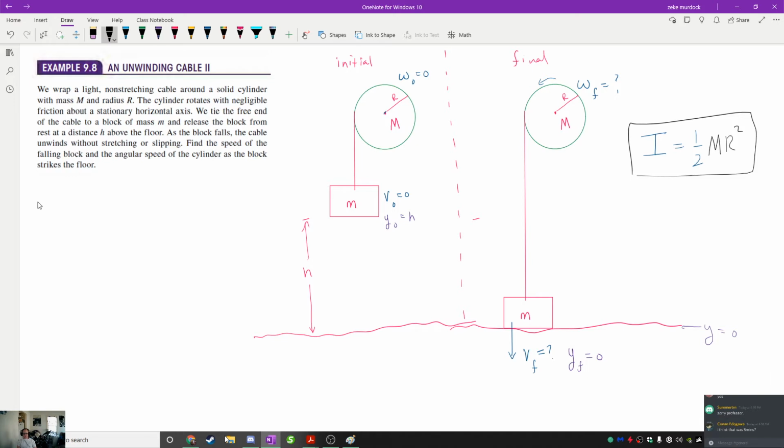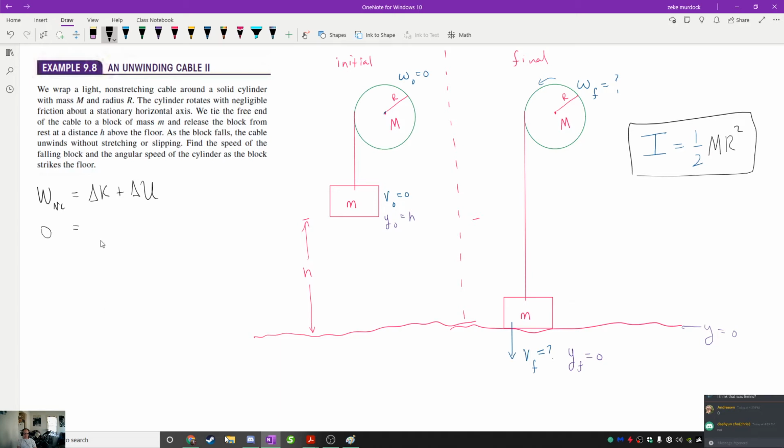So we're going to use work done by non-conservative forces equal to change in kinetic energy plus change in potential energy. Now, this means that we need to find the change in kinetic and change in potential energy for the entire system now, because there's more than one object moving. So for work done by non-conservative forces, are there any non-conservative forces in this problem? Nope. There could be some friction at the axle, but it says negligible friction.